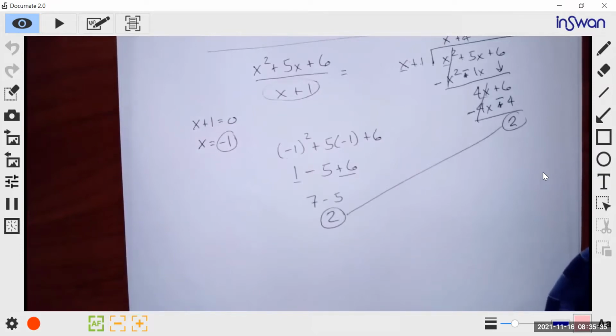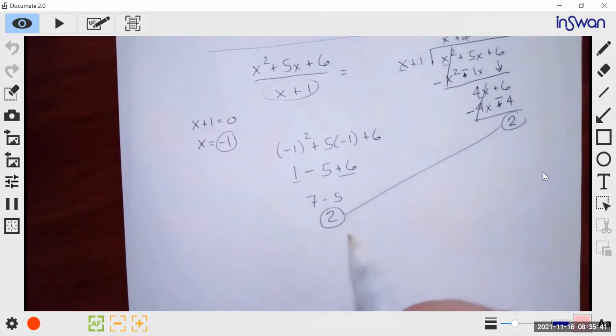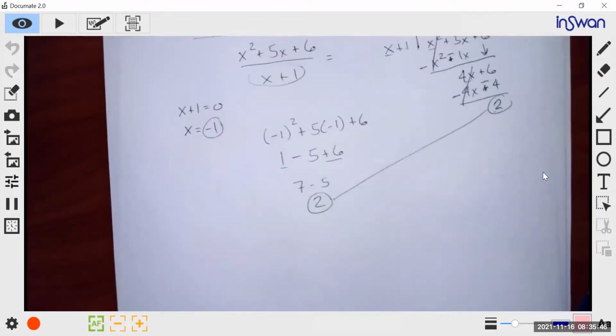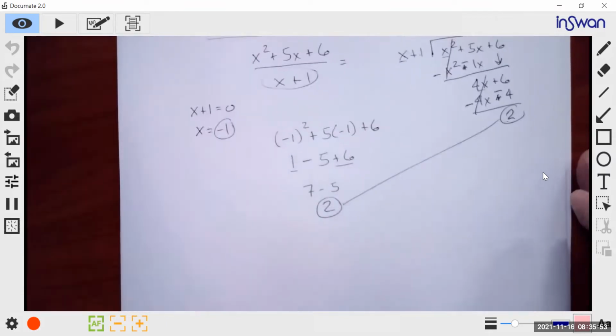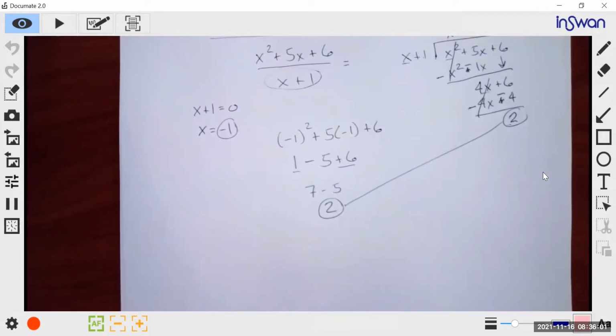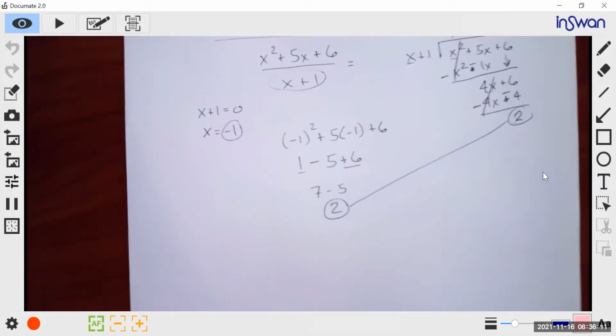That's an interesting way of looking at it. The remainder is the same as the result if I plug that denominator's solution in there. I just thought that's pretty interesting. So you see the process that we're going to be using here to find factors of a polynomial. Find all of the denominators that equal 0, and whatever they are, those are our factors.